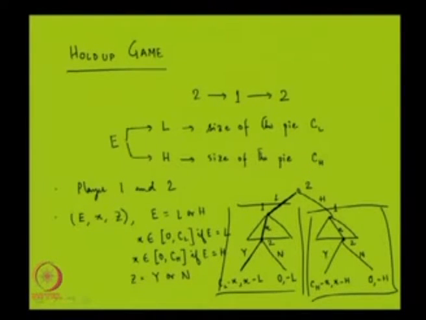So this may seem a little inefficient kind of equilibrium, that player 2 is always choosing a low effort level, and that is why the total size of the pie remains small. So this is again one of the many examples where the equilibrium is not very efficient.